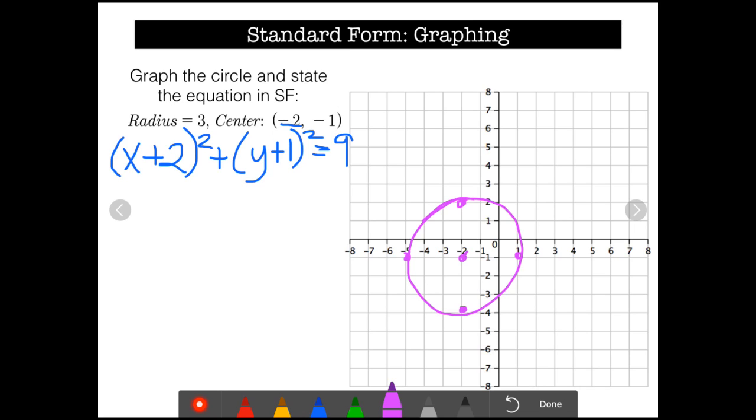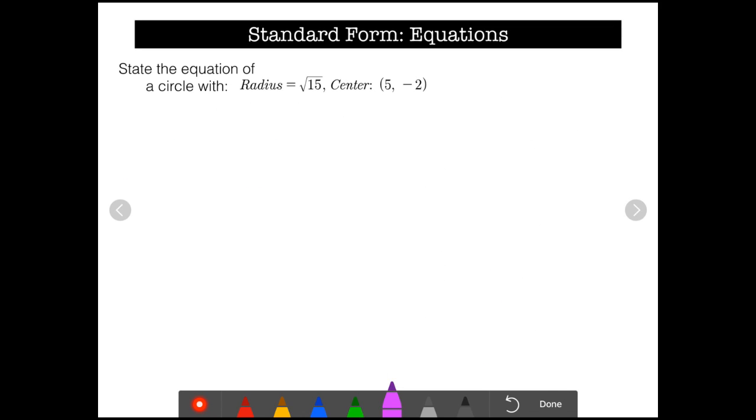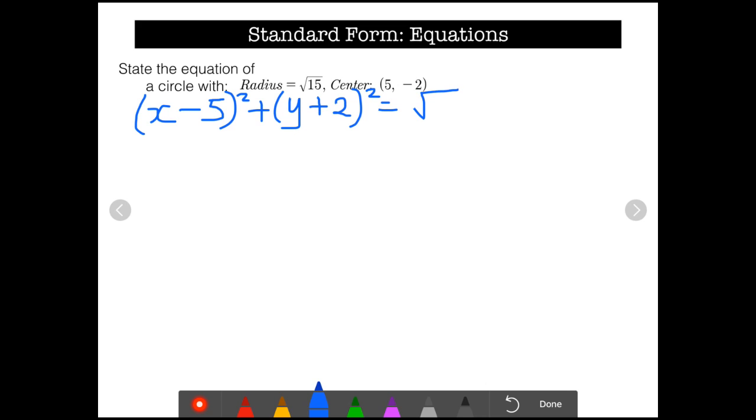And let's move on. State the equation of a circle with a radius of square root of 15 and the center of (5, -2). Okay, so we'll start out with our x and the opposite sign of the 5, so -5, squared, plus y, opposite sign of the -2 right there, so +2, squared equals the square root of 15 squared.